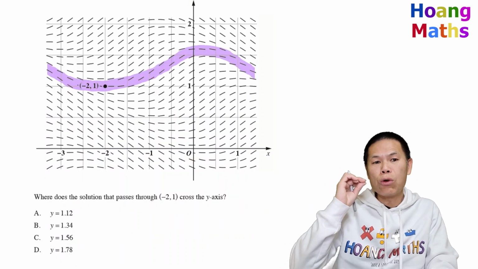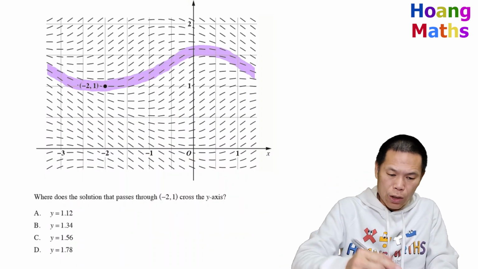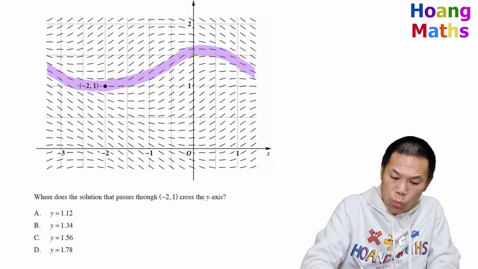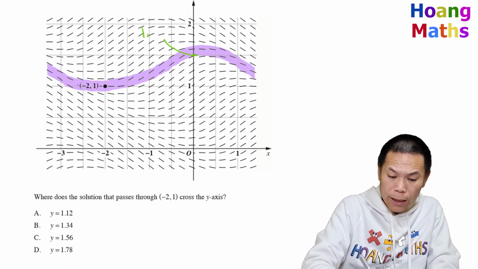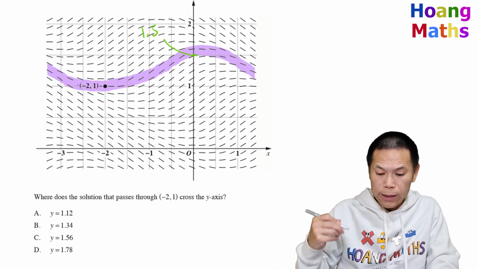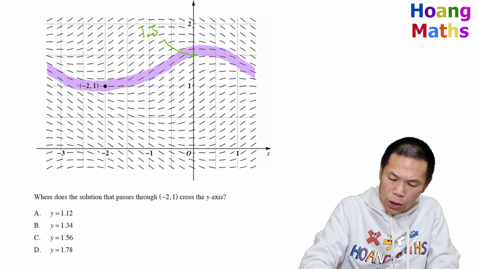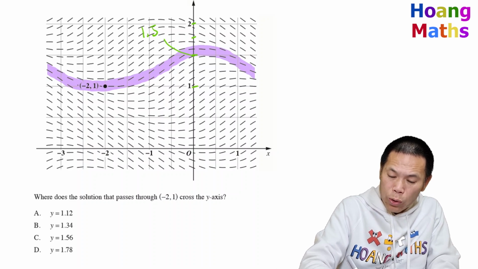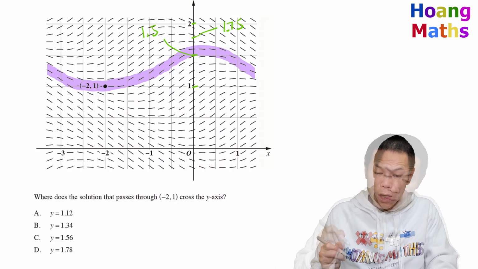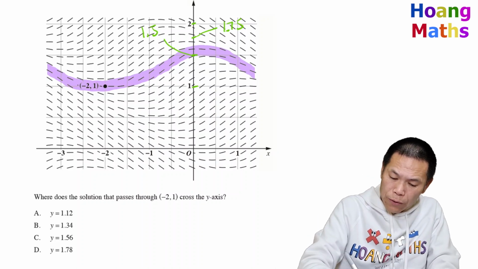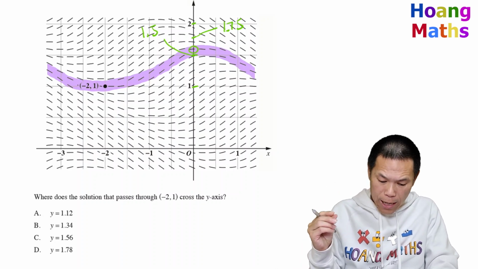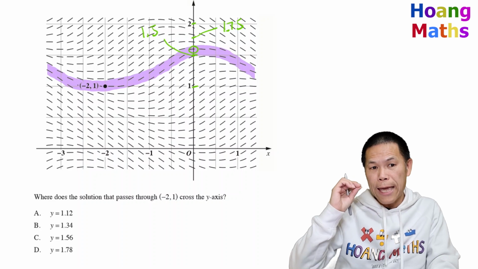So now we just need to look at the y-intercept. So if we think about it, this here is 1.5. Let me just write this here. 1.5 is the y-intercept there. And of course, this is 2 and this is 1. So this means that 1.75 is here, roughly, correct? Therefore, the graph is passing through the y-intercept around there, okay? So then we just look at the closest answer.